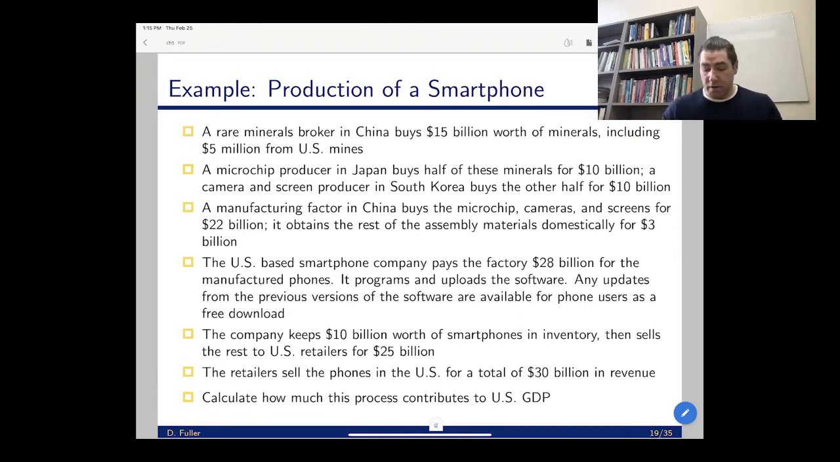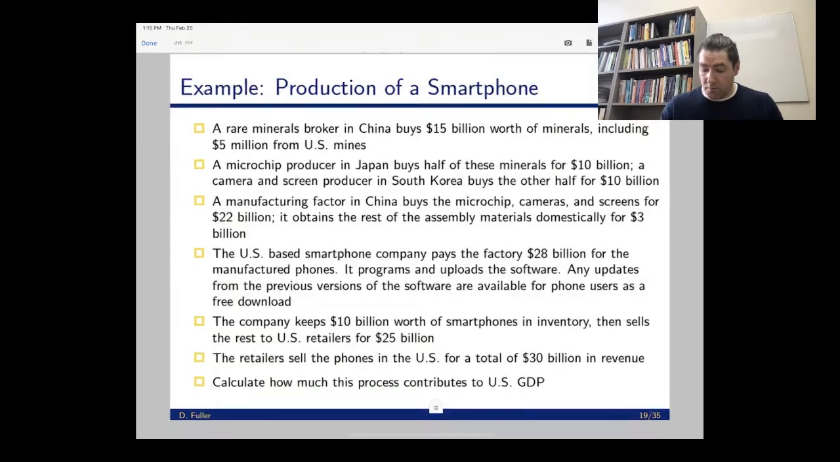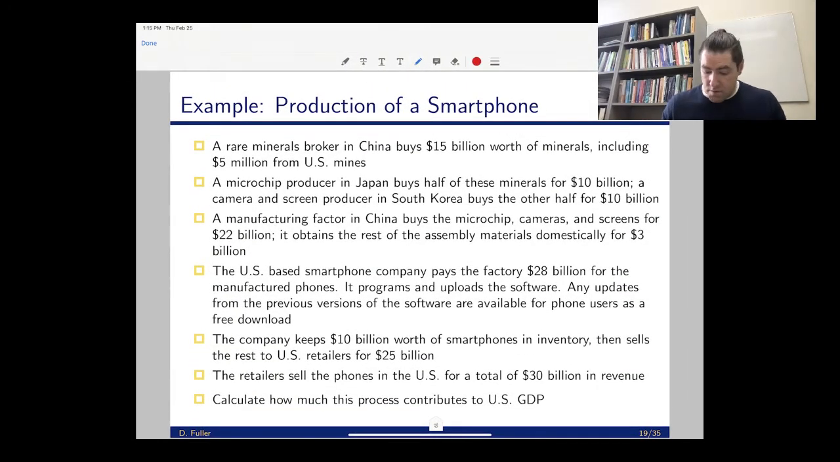So we see down here at the end that smartphone producers or retailers have sold a total of $30 billion in smartphones. So we're tempted to say, well, that's the final good or service, so shouldn't that be the contribution to GDP? Well, we'll go with value added here and see what we come up with. And there's an important idea here, which are exports and imports, which we'll talk more about in the next video.